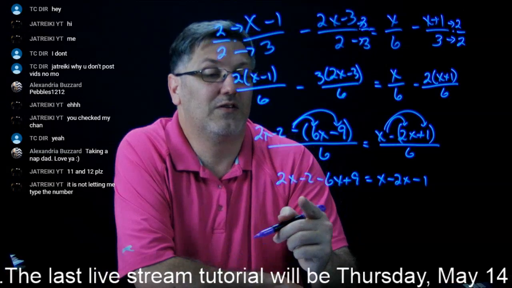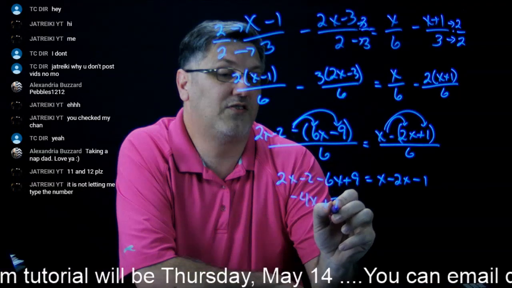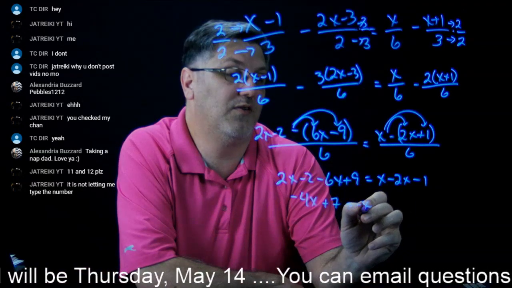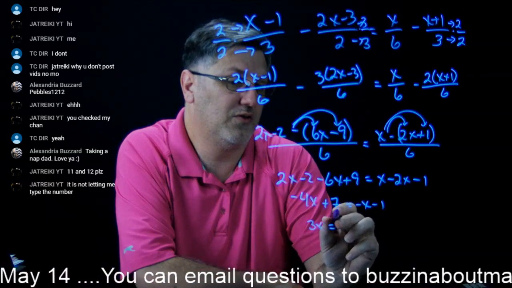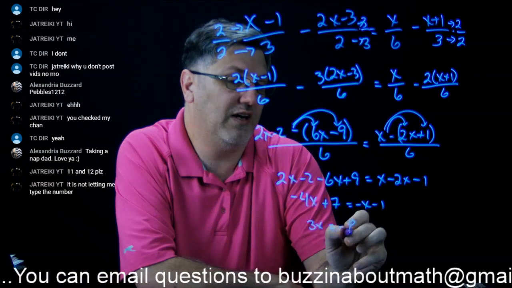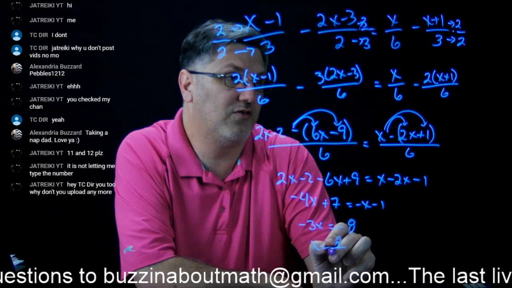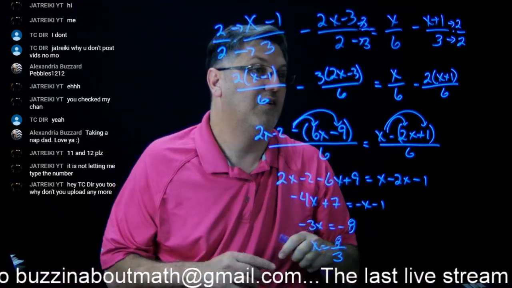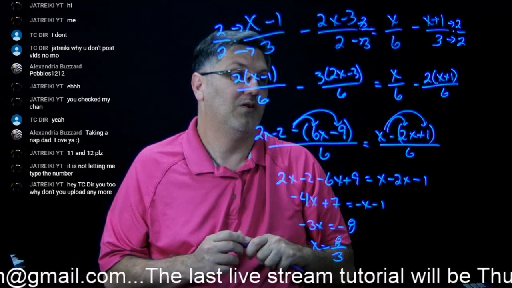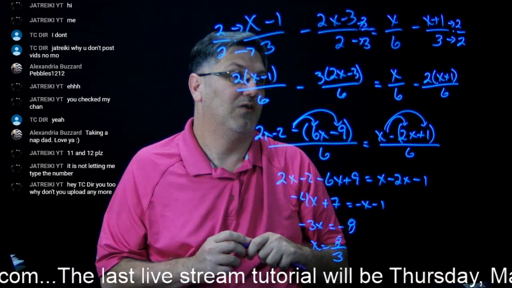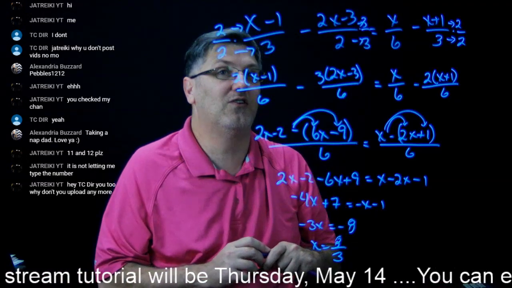All right, let's see. So this becomes negative 4x plus 7 equals negative x minus 1. I've got 3x equals, subtract 7, negative 8. It's a negative. So x is going to equal 8/3. So, providing I did everything right, x equals a positive 8/3.